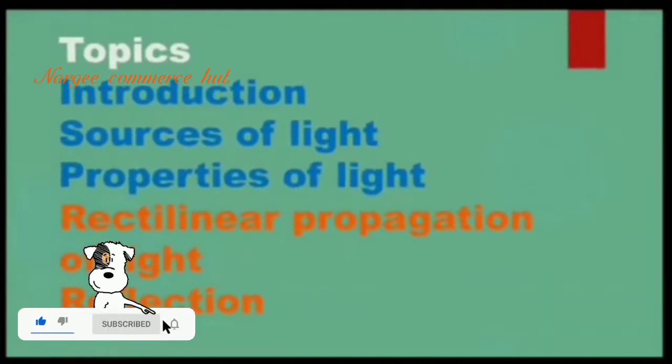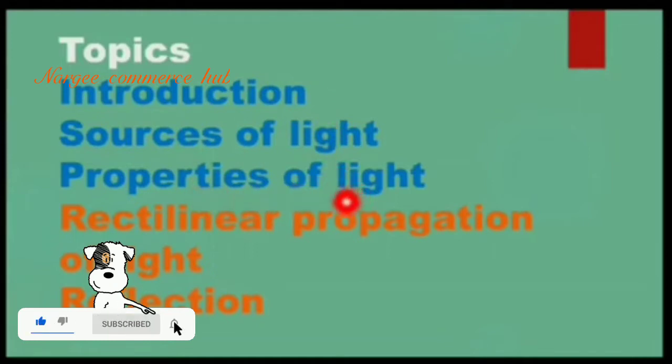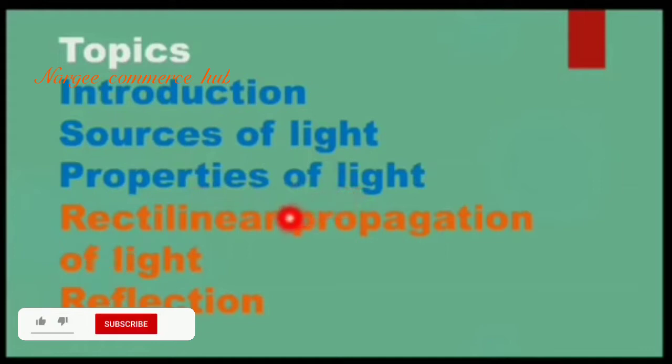Topics to be discussed. First, we will see about introduction of this lesson. The second topic is sources of light. Then the third topic is properties of light. In properties of light, we will discuss only two topics: rectilinear propagation of light and reflection.